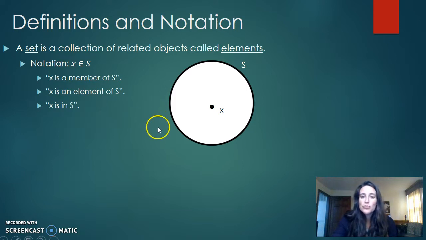And sometimes we choose to represent sets pictorially. So you can choose any shape you like to represent the set. Here I've chosen a circle. And then you place the elements inside of the set. So I've placed here the element x in the set S.